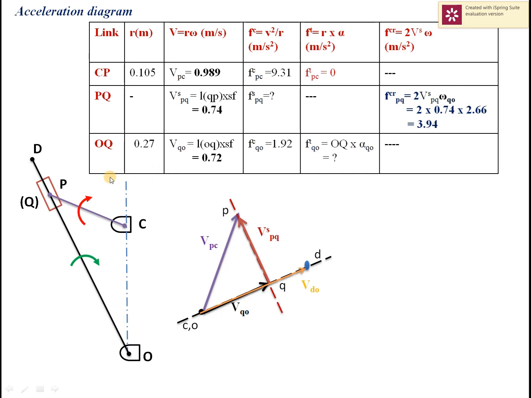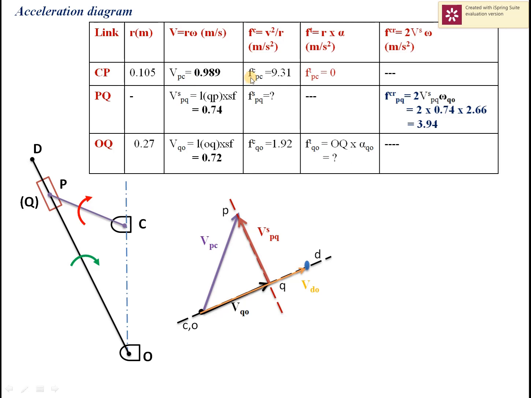For link OQ, we have determined the linear tangential velocity of Q relative to O, which is equal to 0.72. So it will have two components of acceleration since Q rotates about O. The radial component of acceleration, that is FCQO, is equal to 0.72 square divided by 0.97, that is 1.92 meter per second square. And the tangential component of Q relative to O is equal to the radius of rotation OQ into the angular acceleration of link OQ, which is unknown. So the magnitude of FTQO is unknown.